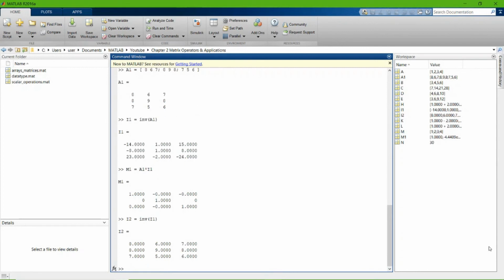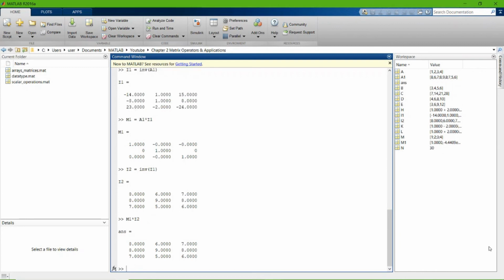It would be the same old matrix, and if we multiply M1 by the inverse I2, it will give us the same value as old. Let's perform the old operation.